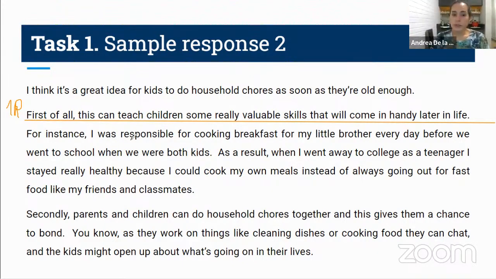So remember, in the rubrics we read, one of them was sustained discourse, right? So you need to justify what you're saying. If you're saying that it's a good idea, you need to tell me why. That means you need to give me reasons why you think that way, why you feel or what your opinion is like that. So he is doing that. He's supporting his idea with one reason in the first. So he says the reason why it's a great idea is because this can teach children valuable skills that will come in handy later in life.